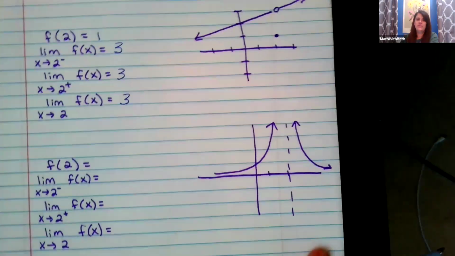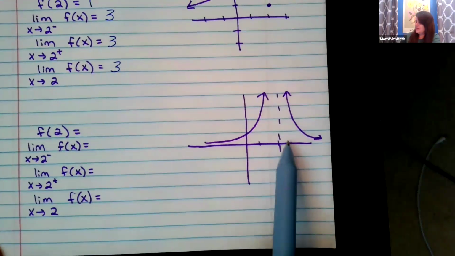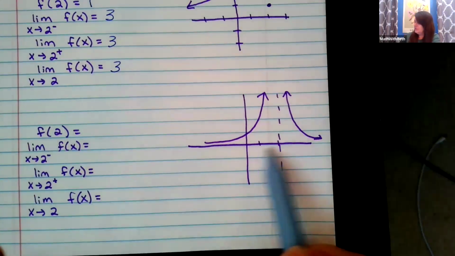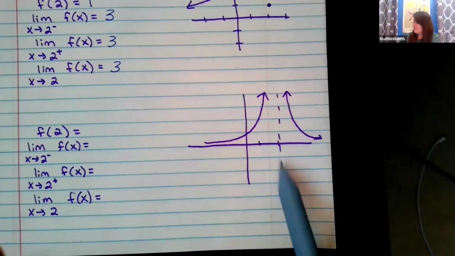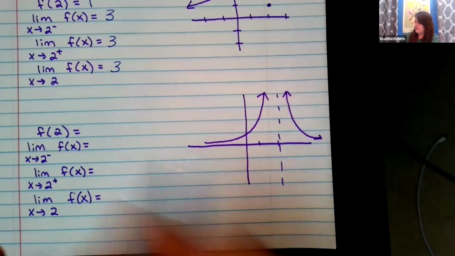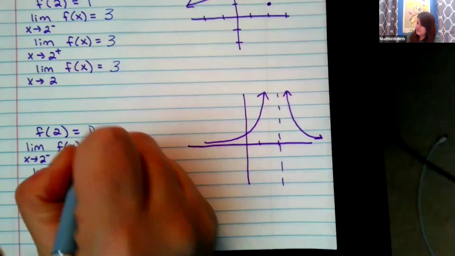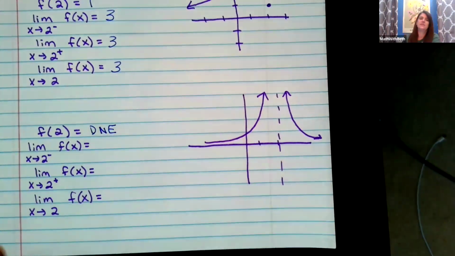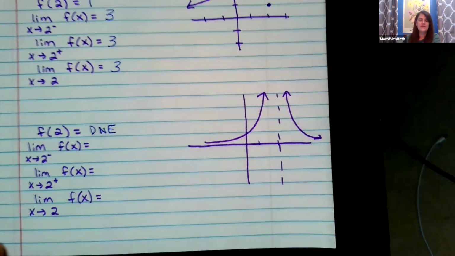So now let's just look at a different one. In this case, f of 2, I can't find anywhere on the graph at 2. So f of 2 actually does not exist. That's what DNE means, does not exist. But that doesn't mean the limit doesn't exist.